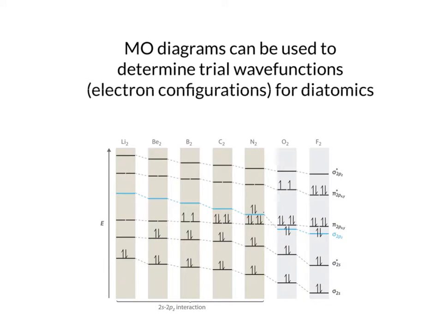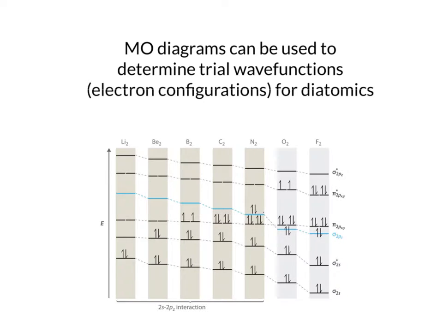Knowing the orbital energies for the molecular orbitals, which we formed from these linear combinations of atomic orbitals, we can determine the electron configuration of these homonuclear diatomics. Homo meaning the same atom, diatomic, two of them put together. So the way we do this is the same way that we fill electrons into atomic orbitals, except now we're filling them into molecular orbitals.